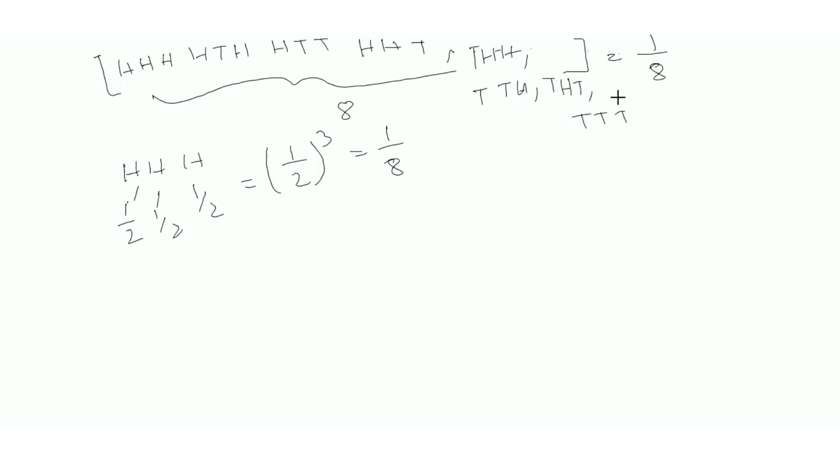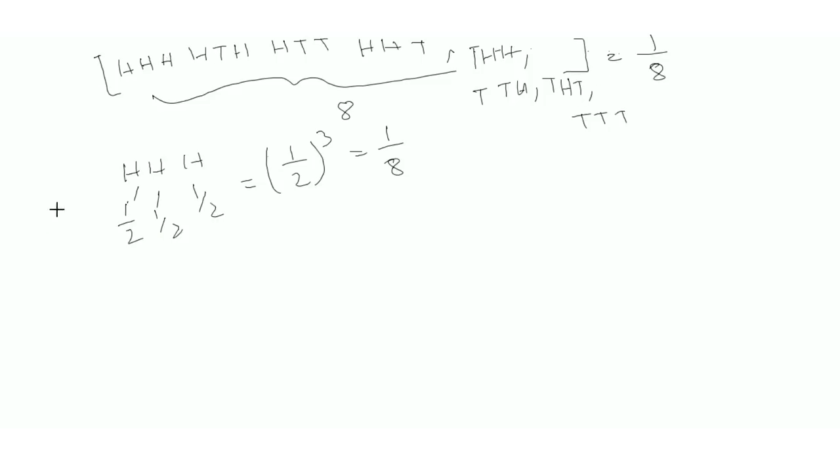If you flip a coin three times over, there are eight possible outcomes, right? As I've mentioned, HHH, HTH, HTT, HHT, THH, TTH, THT, TTT. Out of them, if you are just looking at HHH, that's one of the eight possible outcomes. So the probability of HHH is 1 by 8.